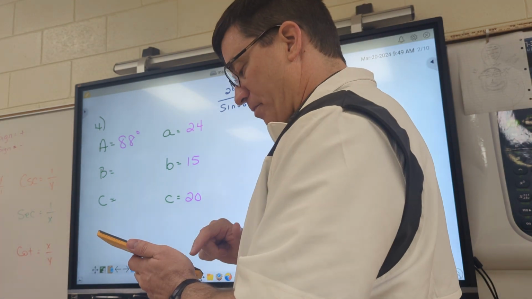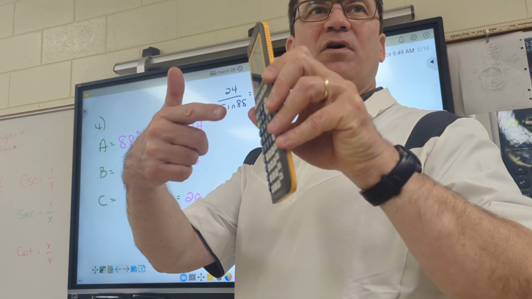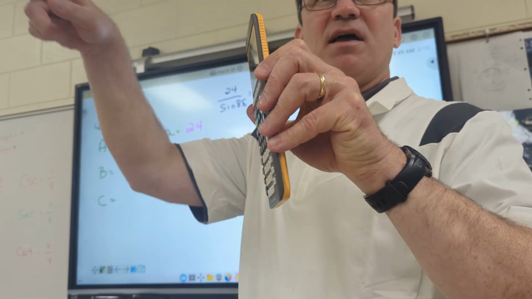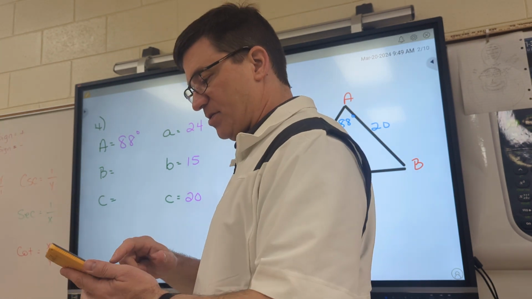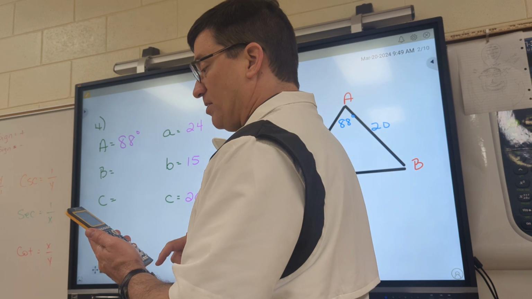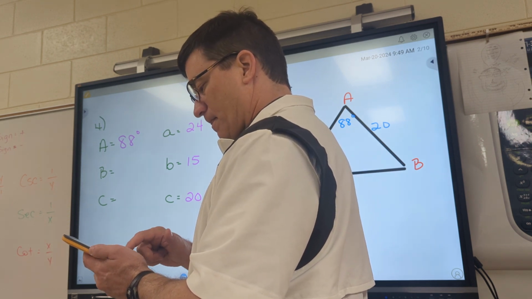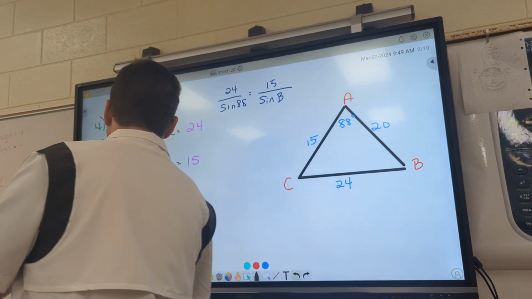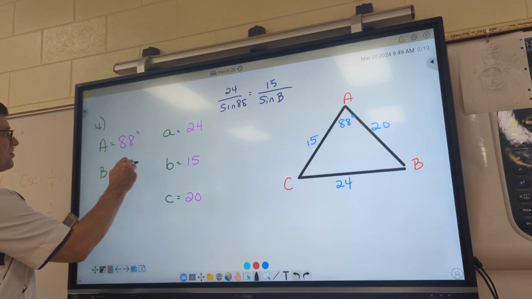divided by 24. If you get a crazy looking number, that's another sign for you that you have to do sine negative 1. Because look, you want to separate the sine from the angle B. So do sine negative 1, 0.6246. All right, did anybody else get 38, 39? 38 degrees, 39 minutes.